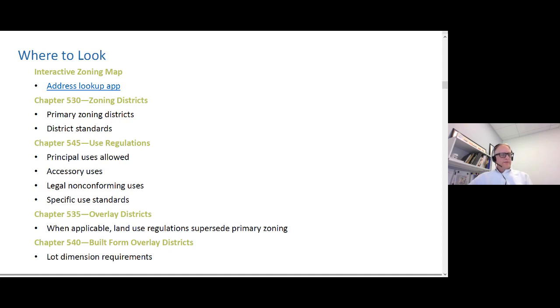Chapter 535 is where you find those overlay districts other than the built form overlay districts, which are found in Chapter 540. And let's go into a little bit more detail. Next slide, please, about each of those.